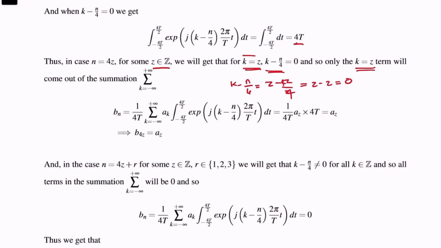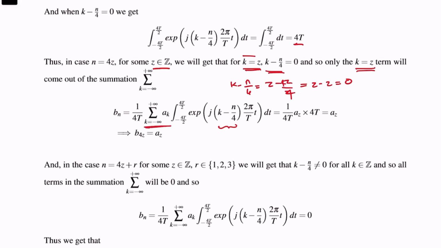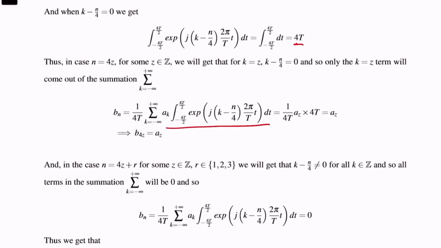You can say that only when k equal to z, this k minus n by 4 will be equal to 0, and so that will only come out of the summation. Which summation? This one, right? So now what you will get is that this is equal to, so remember only the k equal to z term will come out, and k is the coefficient of a_k. So that is 1 by 40 comes here, and that is a_z times, what is the value of the integral? It's 40. So 40 and 40 will cancel, and what you will get is that b_4z, remember n is equal to 4z, so b_4z is equal to a_z.